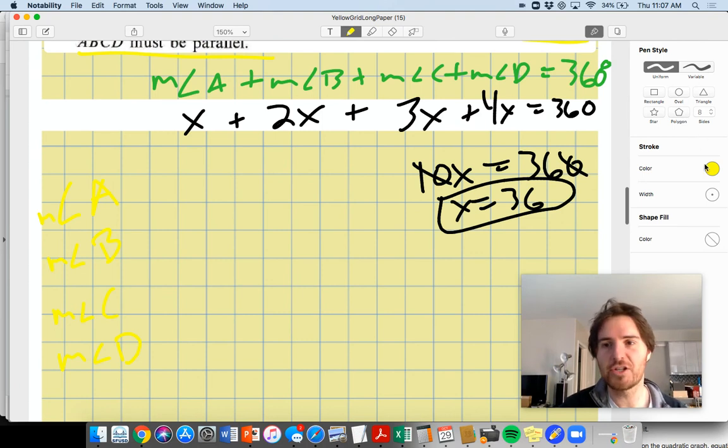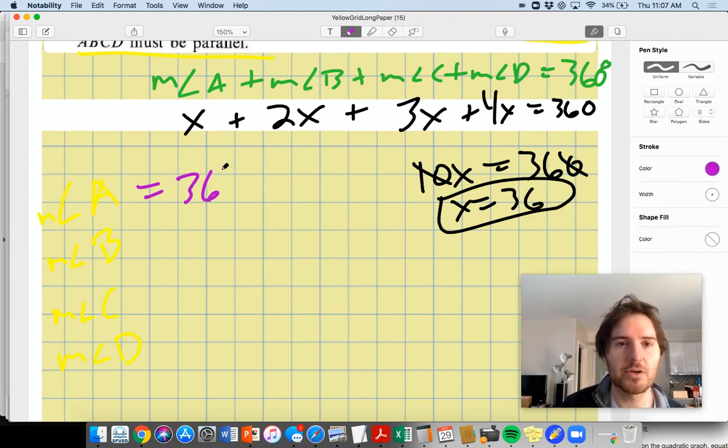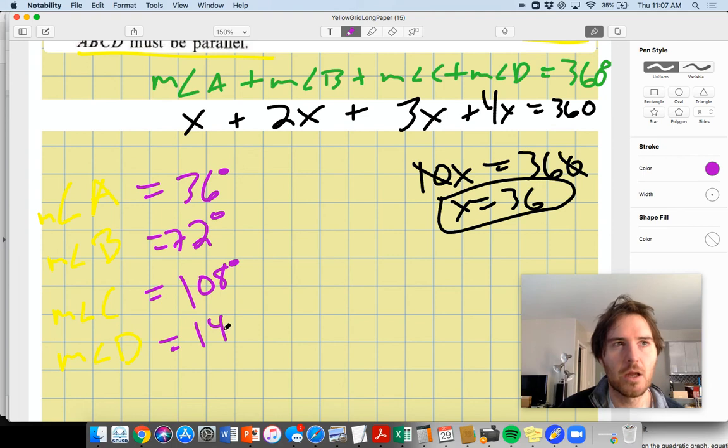All right, so anyways, measure of angle A is x, so that's 36 degrees. Measure of angle B is 2x, that's 72 degrees. Measure of angle C is 3x, so that's 108 degrees. Measure of angle D is 4x, so that's 144 degrees, okay? What do we notice here?